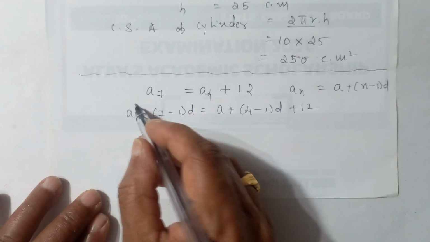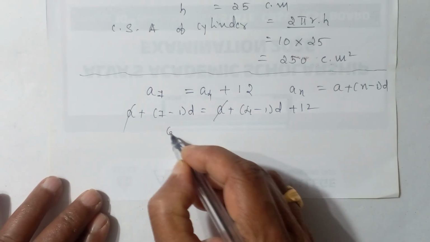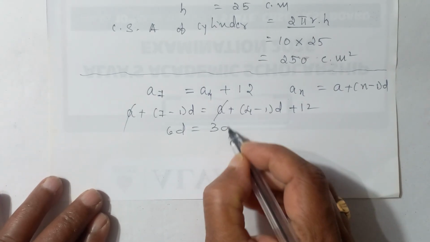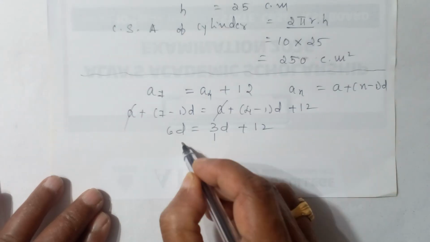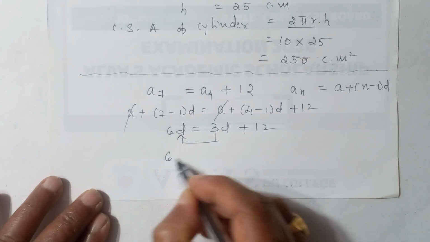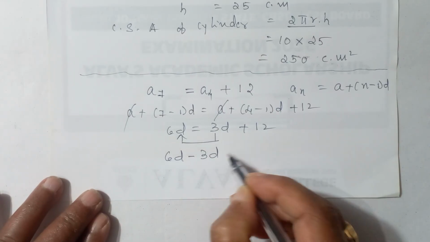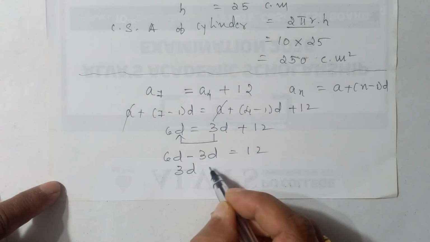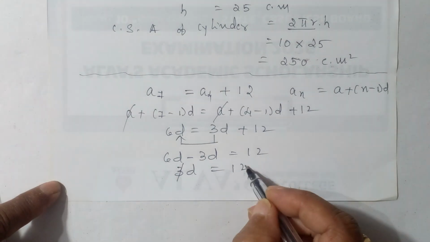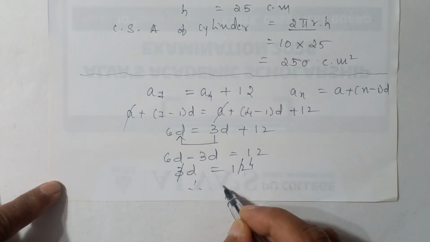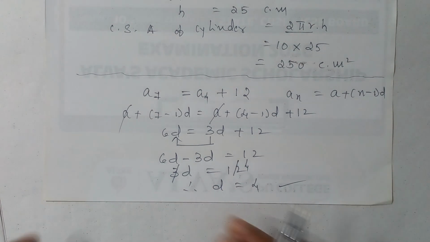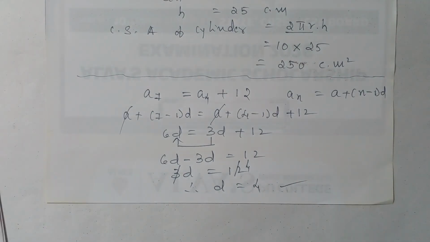Here if you transfer, a cancelled. So 7 minus 1, that is 6d, is equal to 4 minus 1, 3d, plus 12. Transfer this 3d from right to left, that becomes minus. That's 6d minus 3d is equal to 12. If you subtract 3d from 6d, you get 3d equal to 12. From this, divide by 3: 3 ones are 3, 3 fours are 12. Therefore, the common difference d is equal to 4. In that way, you get the correct answer. After this, we have to move to the next question.